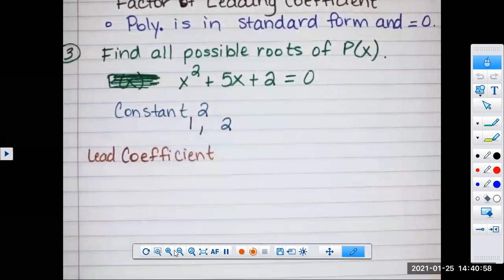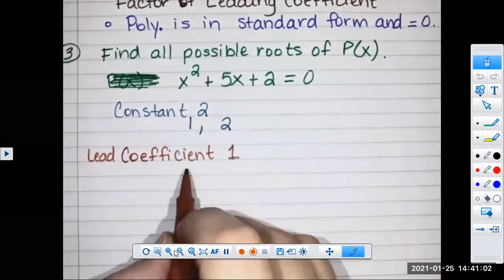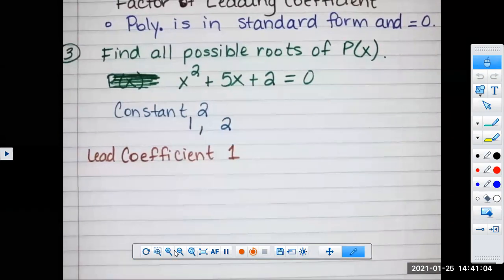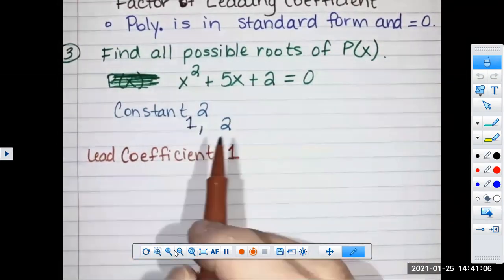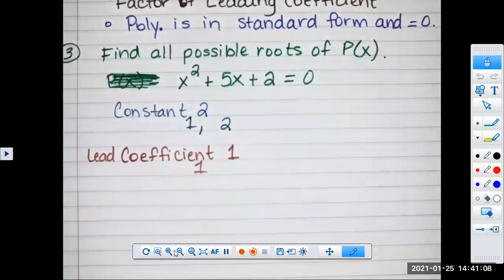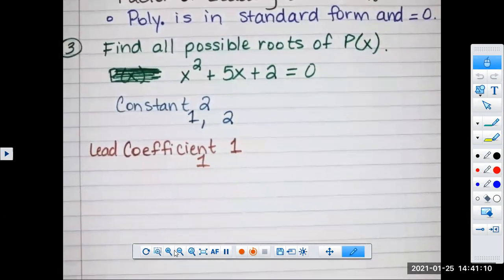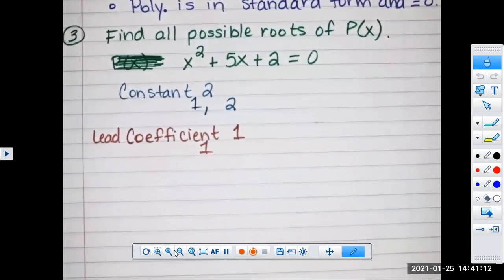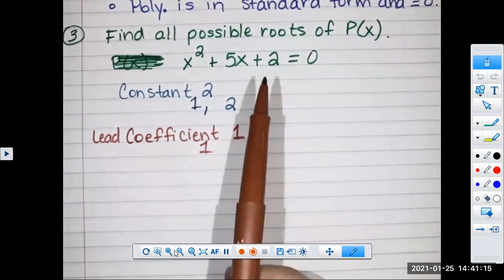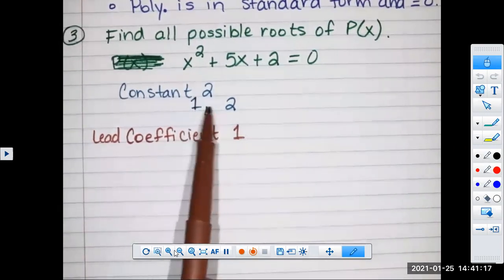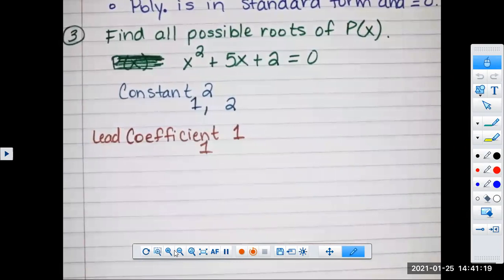Leading coefficient is 1. And of course, the only factor of 1 is 1. So it started you off really with a very simple one. Your constant is 2, so it only has 2 factors, 1 and itself. And yes, you always list 1 as a factor. And then my leading coefficient is 1, so my only factor is 1.